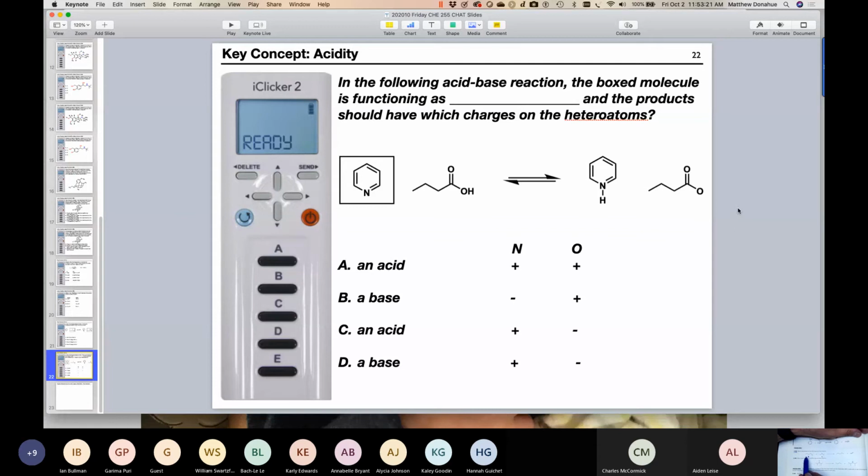I'll say this is 1, this is 2. Is 1 the acid or the base? So 1 is the base, 2 is the acid. See this negative charge? What that means is the carbon has a lone pair on it. So if it's acting as the base, water is the acid.